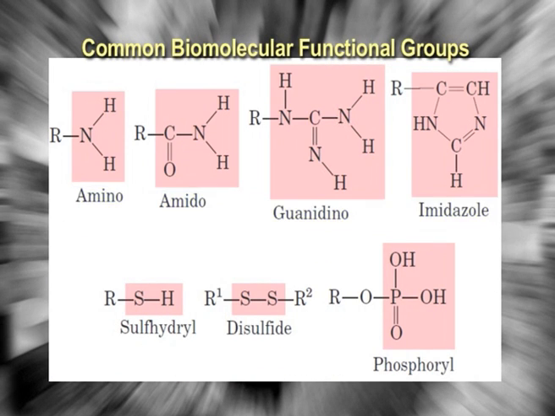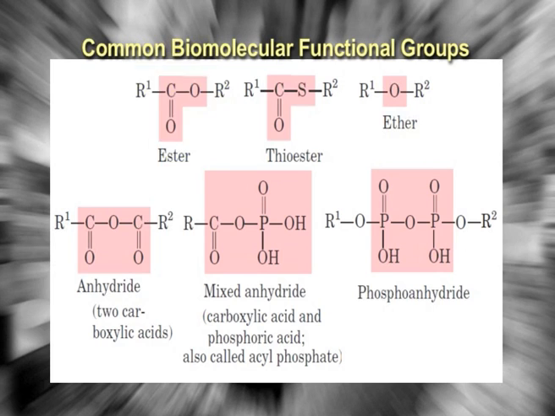These are nitrogen containing functional groups: amino, amido, guanidino, imidazole; sulfur containing ones like sulfhydryl, disulfide; and the phosphorus containing phosphoryl group. So can different functional groups combine to form a new functional group? Exactly. Like here, this is an ester functional group. It has been formed by the combination of carboxylic acid and alcohol.